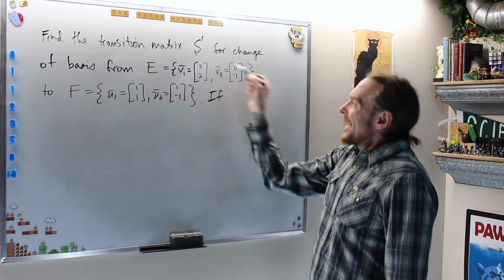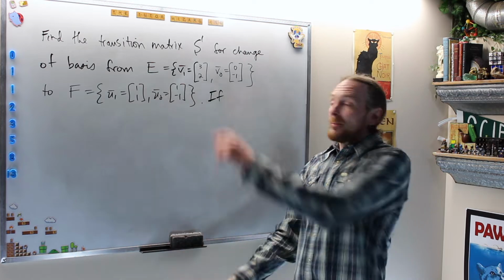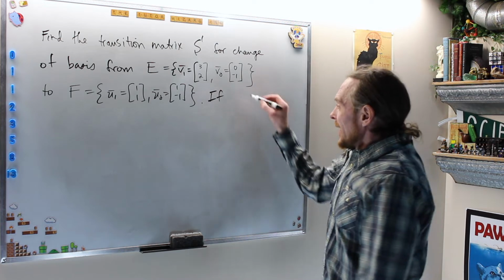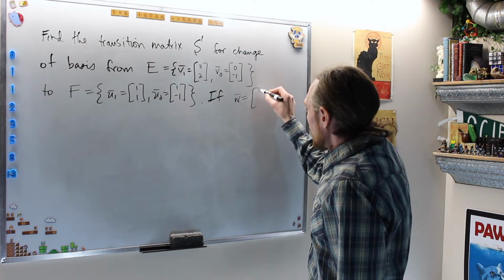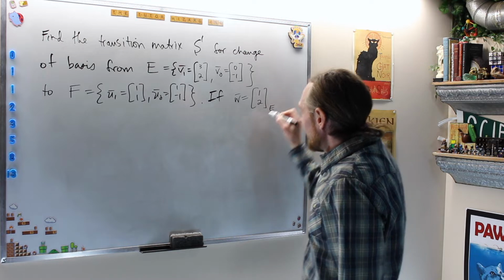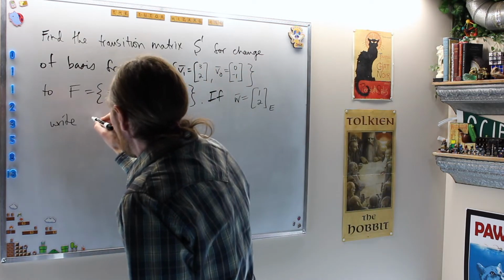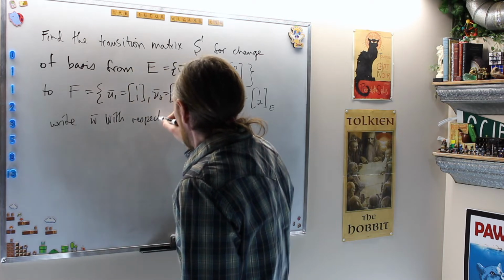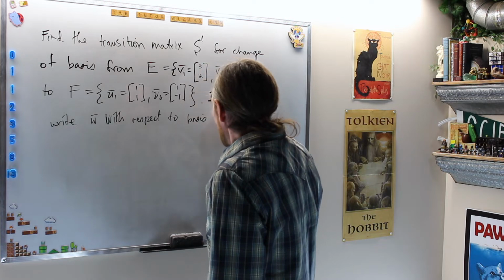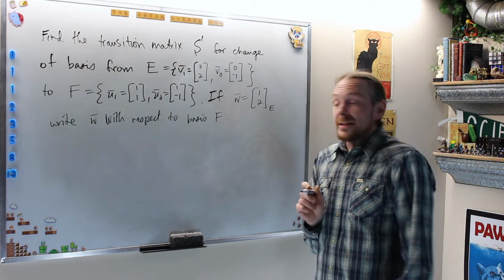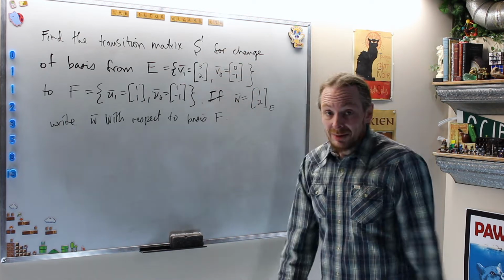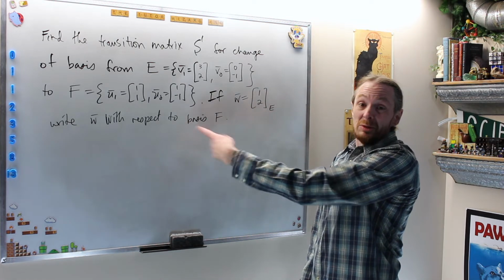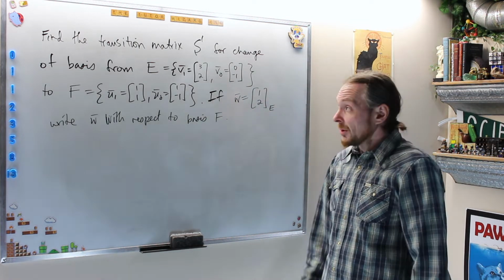Find the transition matrix S for change of basis from the basis E, which is V1, V2, to the basis F, which is U1, U2. And then if they say W equals 1, 2 in the basis E, write W with respect to basis F once you've done this. So the idea is we need to find the standard transition matrix S, and then we multiply S by this vector to get the coordinates in the new basis. So how do we find this?